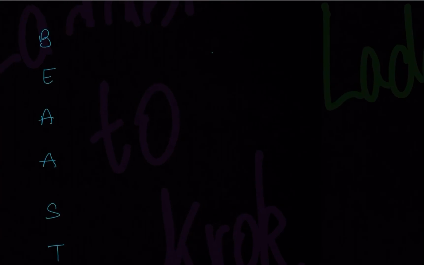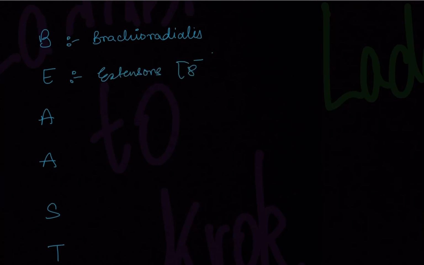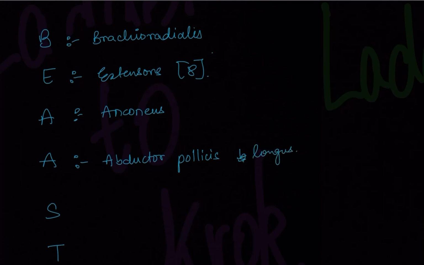You have to remember, okay? Write 2 A's. B stands for brachioradialis. E stands for extensors, which are 8. We are not knowing about these 8 extensor muscles, okay? It's not that important. A stands for anconeus. Another A stands for abductor pollicis longus. Okay, and S stands for supinators. Anterior was having pronators, posterior is having supinators.